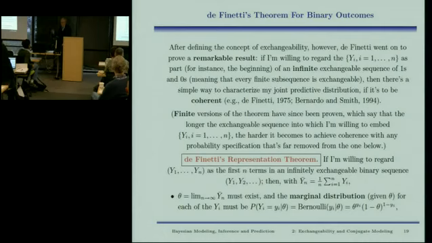Anyway, I'm just going to tell you the theorem, and then I'll take a moment to explain what it means, and then start next time by trying to go a little more deeply into what it means and why it happens. So here's his theorem. If you're willing to regard y1 through yn as the first little n terms in an infinitely exchangeable binary sequence, and we call y bar n the mean of the first n observations, then it turns out by exchangeability, the limit of those y bar n's must exist, and we can give it a name. Let's call it theta.